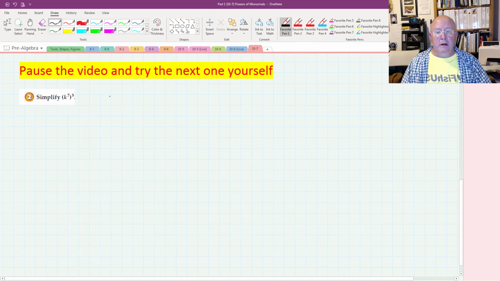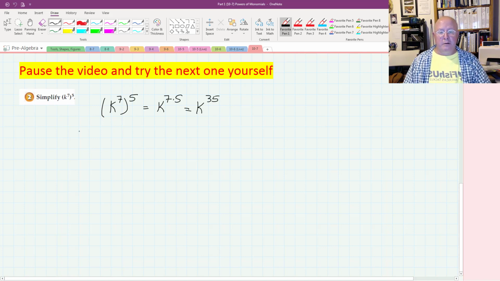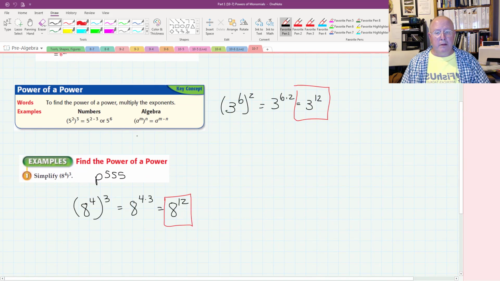All right, we're back, and let's see what you've got. So k to the 7th, that quantity raised to the 5th, is k to the 7 times 5, which is k to the 35th. It doesn't matter that this is a variable, whereas the example before was a number. It's still treated the same way. It still works the same way. So this is called the power of a power.